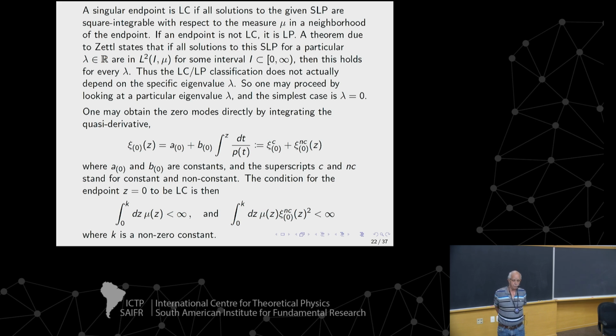And then Zettl says that if all solutions to this Sturm-Liouville problem for a particular eigenvalue are square integrable for some interval I, a subset of 0 to infinity, then it holds for every lambda. So the dependence on the eigenvalue drops out for this classification. It doesn't actually depend upon the specific eigenvalue lambda, although initially you might have thought that it would. So this is a sort of a global story about the Sturm-Liouville problem.